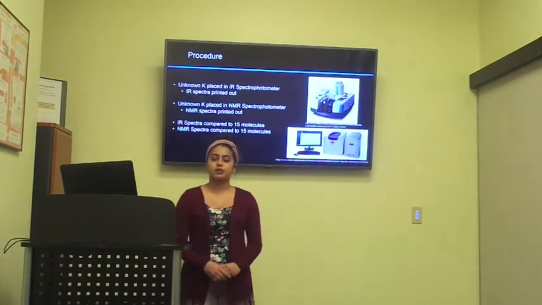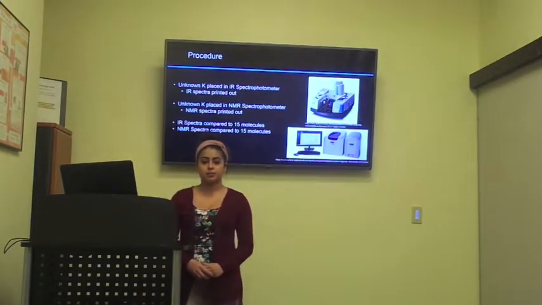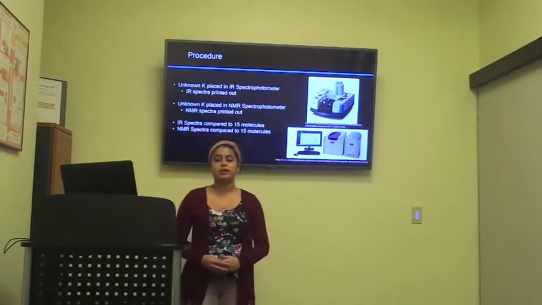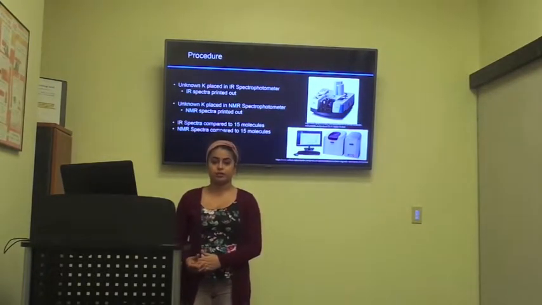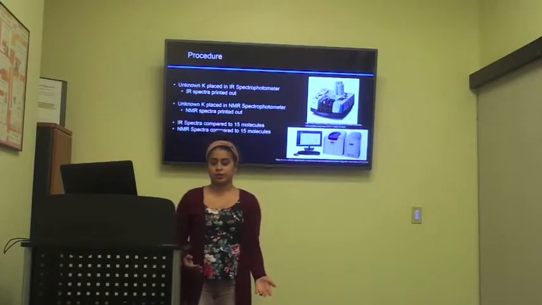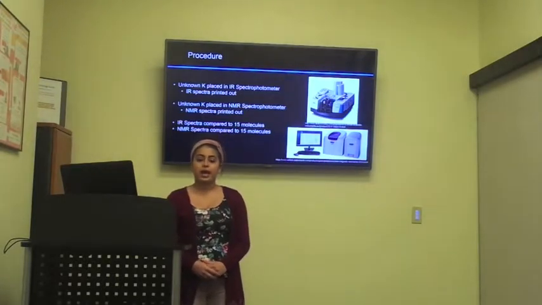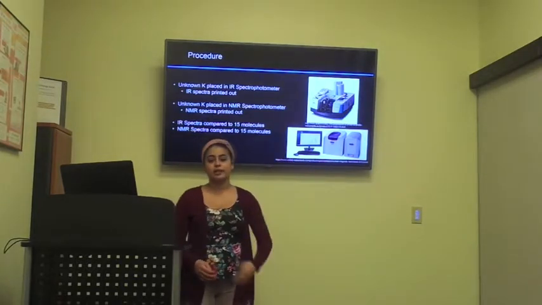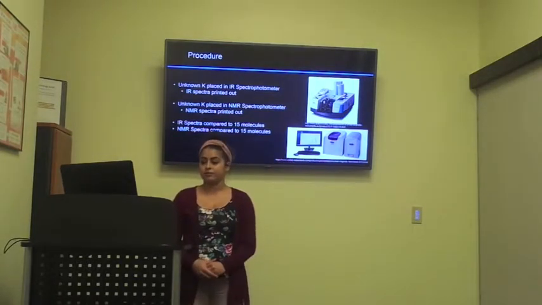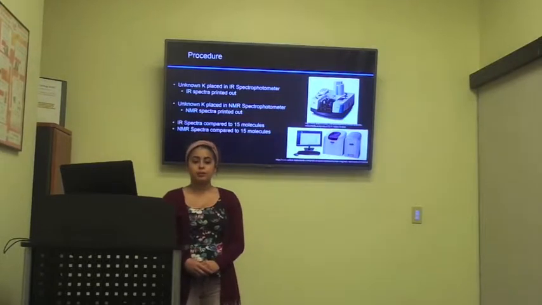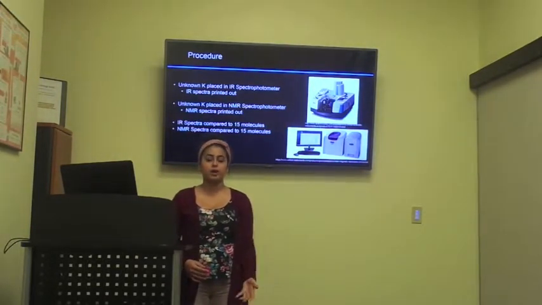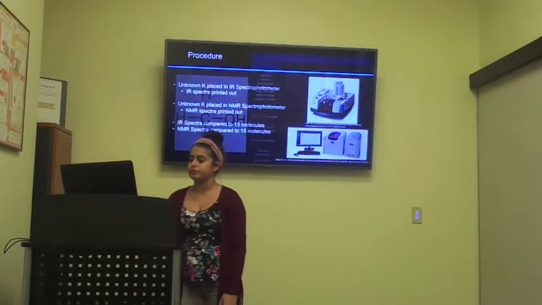So for the procedure, the unknown compound K was placed in the IR spectrophotometer. The IR spectrophotometer is the one shown at the top, and then after it went through the IR spectrophotometer, the IR spectra was printed out. Unknown compound K was then placed in the NMR spectrophotometer, which is shown at the bottom, and then a spectra was also printed out after it went through. Once they were printed out, both spectra were compared to 15 molecules to identify what unknown compound K was.